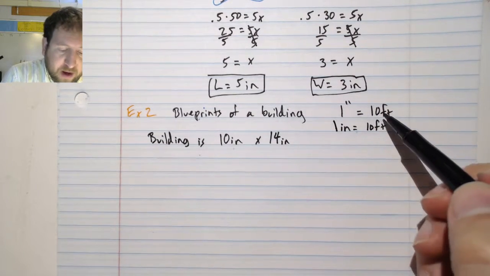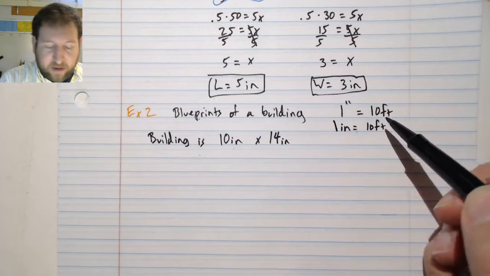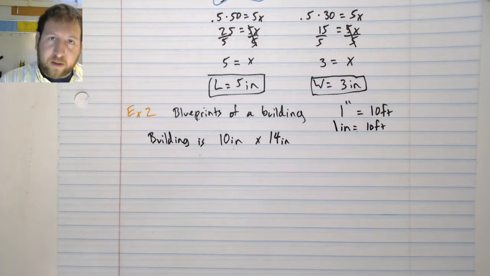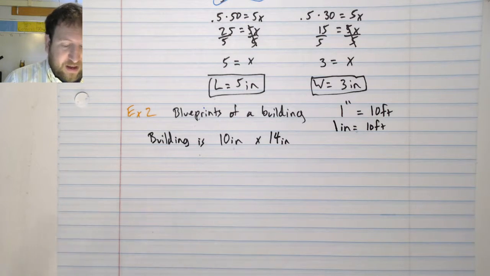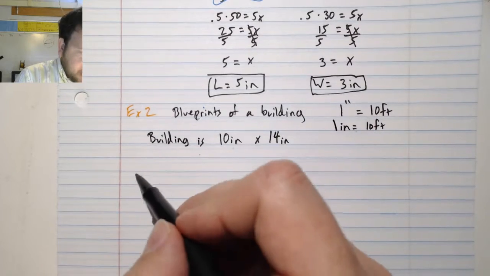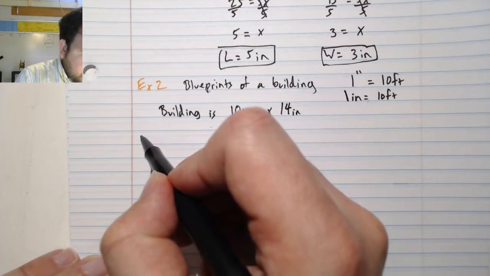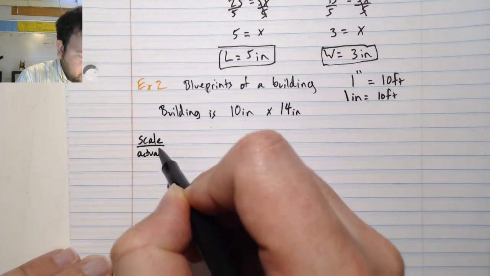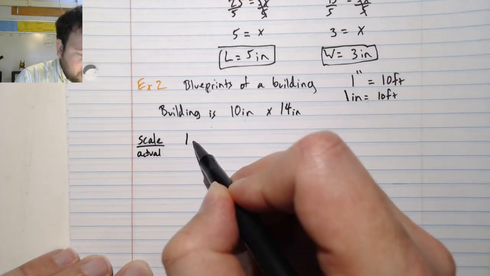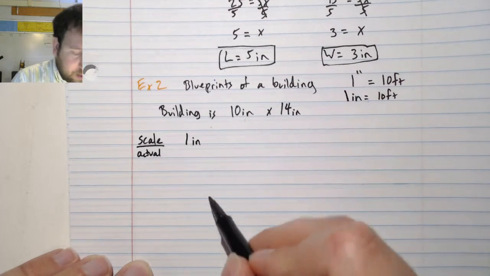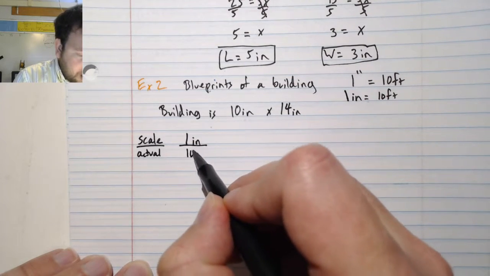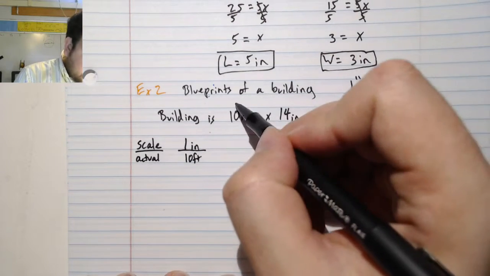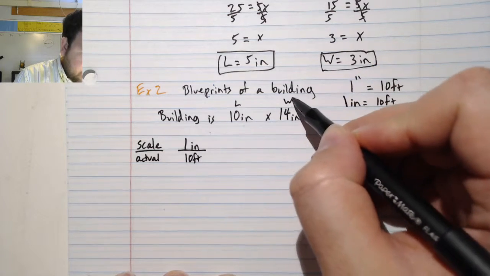Some of you might know that this is a very convenient scale to work in because I can just multiply by 10. But we're going to go through the steps so that we can get comfortable with it, so that later you'll be able to see it. I'm going to write out my scale first in my typical way: scale to actual, which is 1 inch, we might even be able to leave the units in there, to 10 feet. Now, let's call this our length, and let's call this our width.